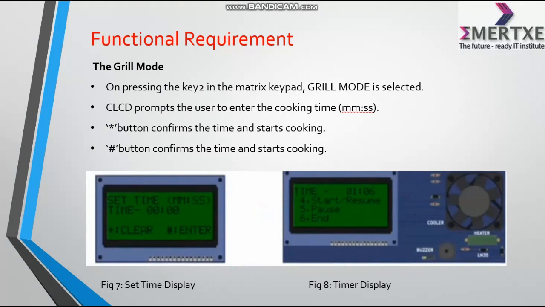Next, moving to the next mode, grill mode. The grill mode is also a set. We need to give an input time in minutes and seconds, and here also we have 2 buttons, star and hash, displayed on the CLCD, so that if you want to clear the data or enter the data by clicking these 2 buttons, we can restore the data. Next, coming to start, as we have discussed earlier, similar functions of start, pause, and end are in the grill mode.